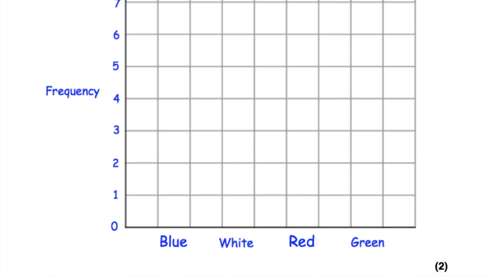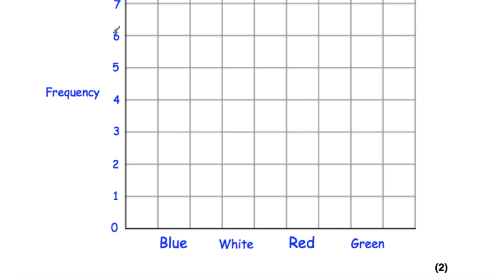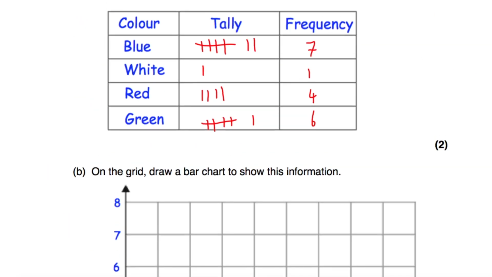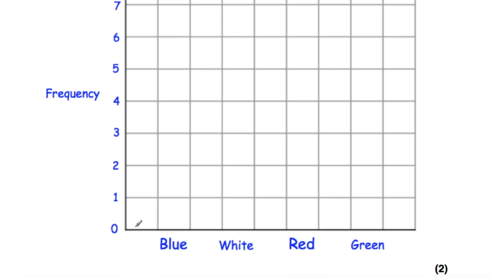Then we're told to, on the grid, draw a bar chart to show this information. We've got our frequency labelled, it's going up vertically, starting at 0, and going up to a height of 8. The highest frequency is 7, so that's tall enough. Horizontally, we've got blue, white, red and green, and we're going to put gaps in between our bars. So let's do that.